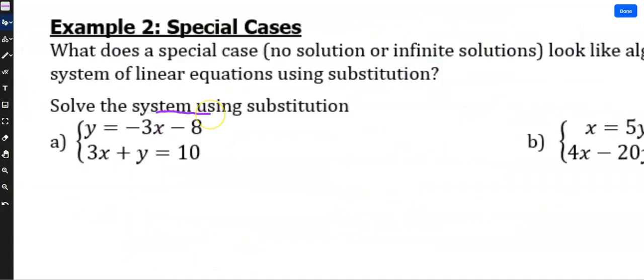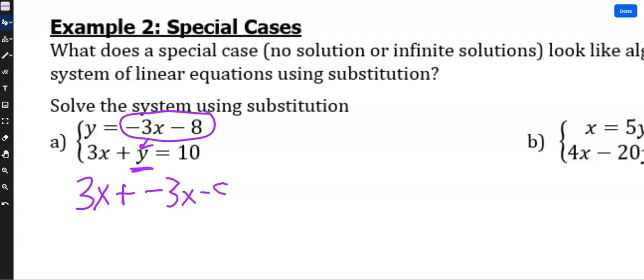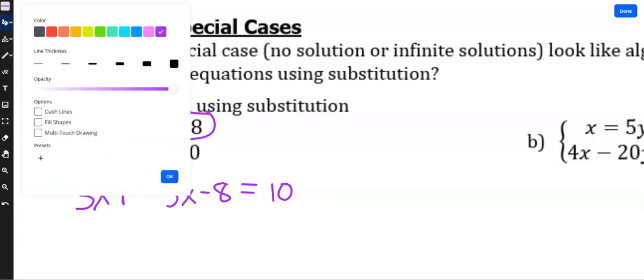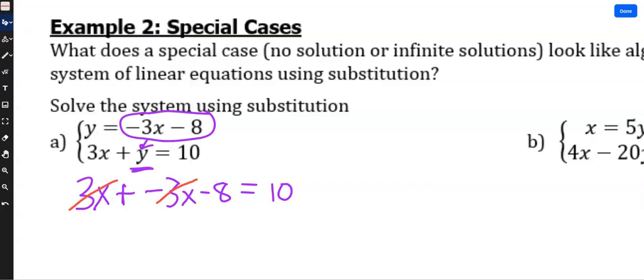All right, so this one is obviously set up, ready for y. We're going to substitute. We're going to put it in here right below. So I'm going to rewrite this equation, 3x plus, instead of writing y, we're going to put negative 3x minus 8 equals 10. Okay, well, what do I notice that immediately happens? Those two things cancel out. I get negative 8 equals 10. All right, next question.